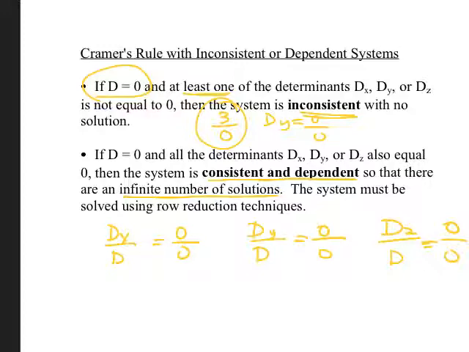I'm always kind of ready to see it as soon as I get d is 0. And if it's consistent and dependent, to actually solve the system, we can't use Cramer's rule. So it says then the system must be solved using row operations or row reduction techniques, or you can just go to regular system of equations processes.